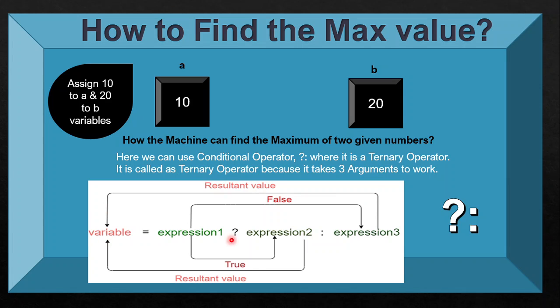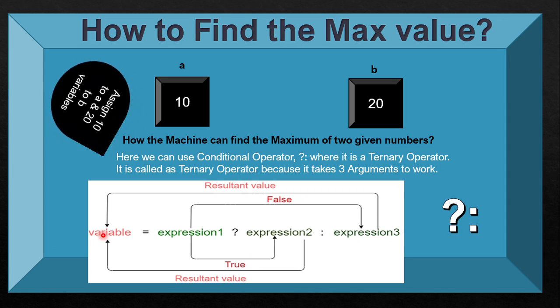I am telling it one more time. Expression 2 will be stored to the left hand side variable only when expression 1 evaluates to true. Otherwise, expression 3 will be stored to the variable. That is how it works. I think it is still a little confusing, so to make this clear, let me explain with an example.